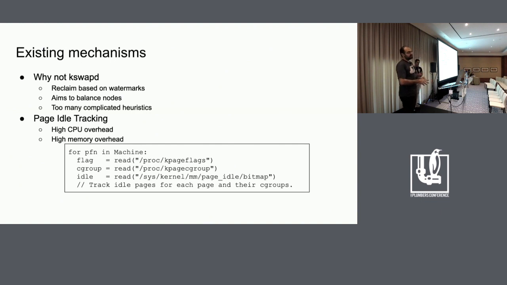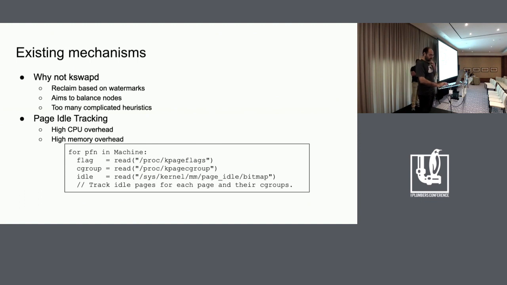And the Linux kernel does provide a mechanism for finding idle or hot memory. The Linux kernel has page idle tracking, which has a very high CPU overhead and memory overhead. The pseudocode is basically: you go through the whole memory, read the flags, see if it is something you are interested in, then get the cgroup of that page, and then get the access bits of that page. If it was accessed since the last time you checked, it means it is hot. Otherwise, it's an idle page.